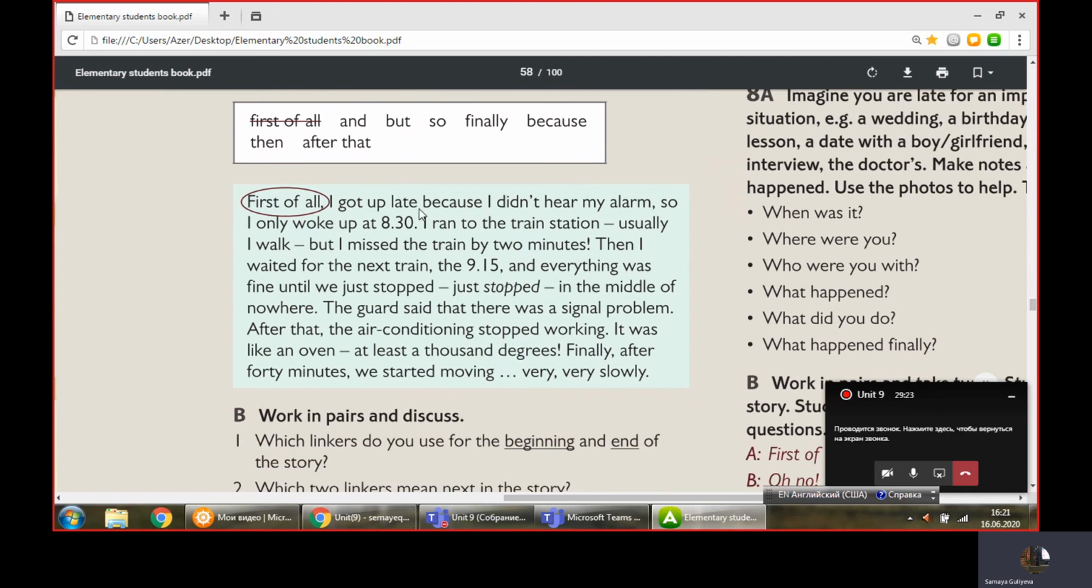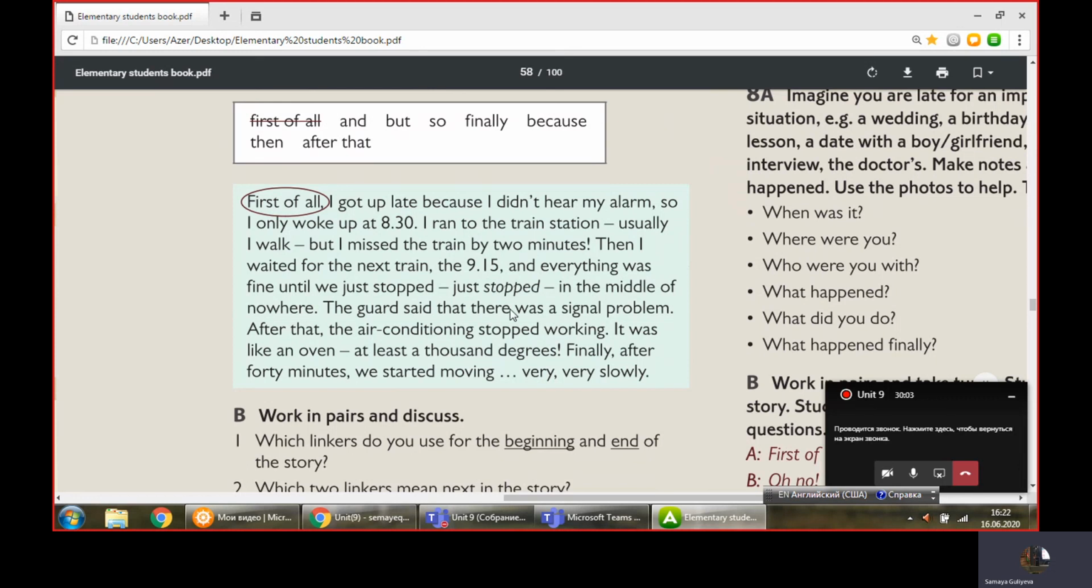"First of all, I got up late because" - and "because" shows reason. "I didn't hear my alarm, so I only woke up at 8:30. I ran to the train station. Usually I walk, but" - "but" is negative, the opposite of the previous sentence. "But I missed the train by 2 minutes. Then" - it means addition. "I waited for the next train, quarter to 9, and everything was fine until we just stopped in the middle of nowhere."